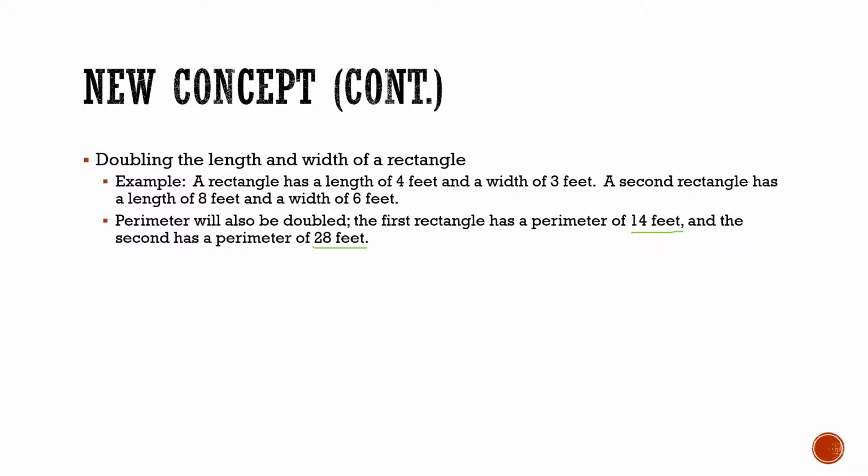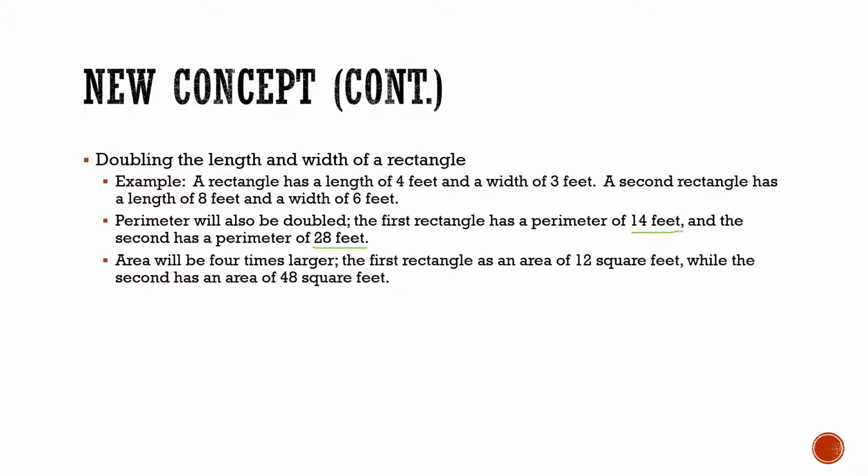Something different happens with area though. Area actually gets 4 times larger when you double the dimensions of a rectangle. The area of the first rectangle is 12 because we did 4 times 3. The second rectangle is 48 square feet because 8 times 6 is 48. So 48 is 4 times the size of 12.